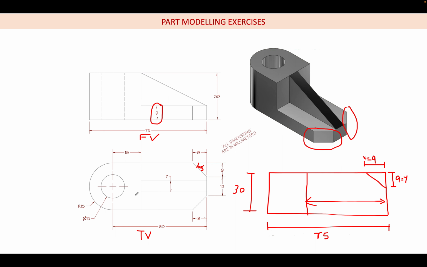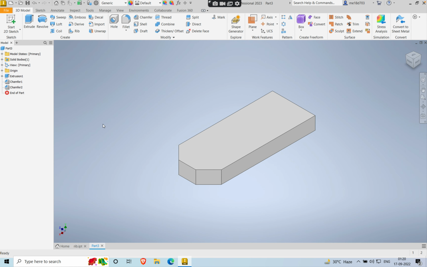60 minus 18, right? 60 minus 18, so that will be 42. So this dimension will be 42. So from this edge to this center it is 60, and from the center this is 18, so it is 42.